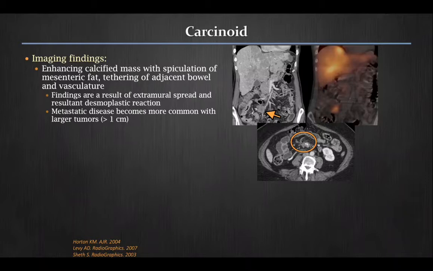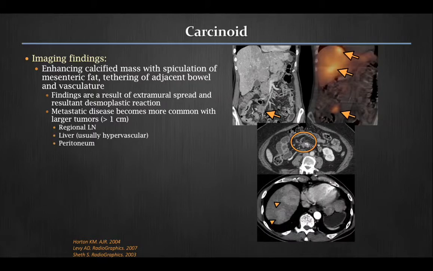So the classic findings are an enhancing spiculated mass in the mesentery, which results in tethering of the adjacent vasculature and bowel. And as I said, this is thought to be a result of the extramural tumor spread and a resulting desmoplastic reaction. As the tumors grow larger, metastatic disease becomes more common, often to regional lymph nodes, the liver, and the peritoneum. Those are kind of the three main places to check.